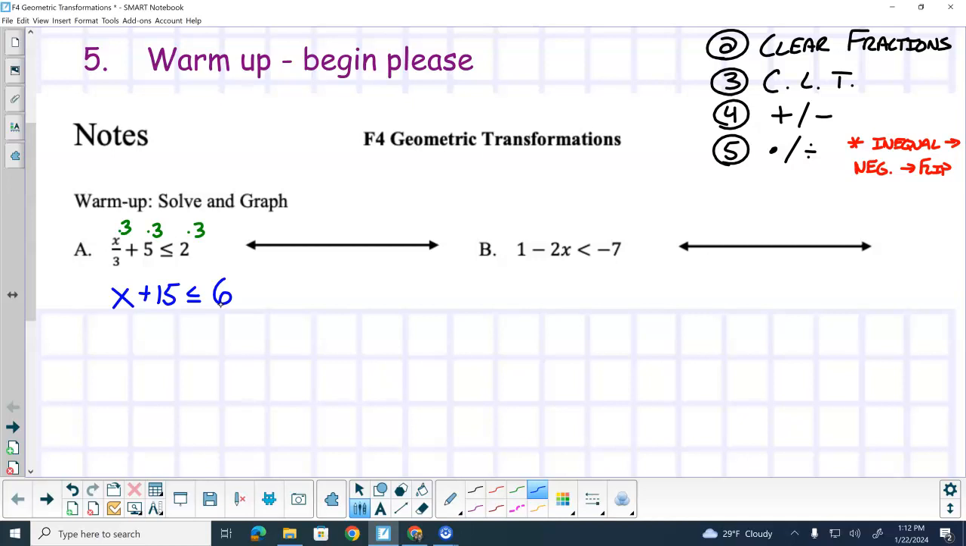Then what's next? Subtract 15 from both sides. And I can make that go away, which leaves me just with x. Does my inequality symbol need to flip around? No, because we didn't multiply or divide by a negative. 6 minus 15 is negative 9. So I need to have negative 9 for sure on my number line.